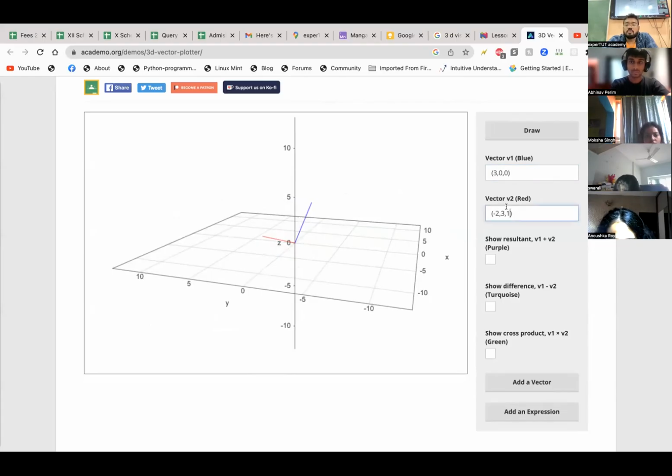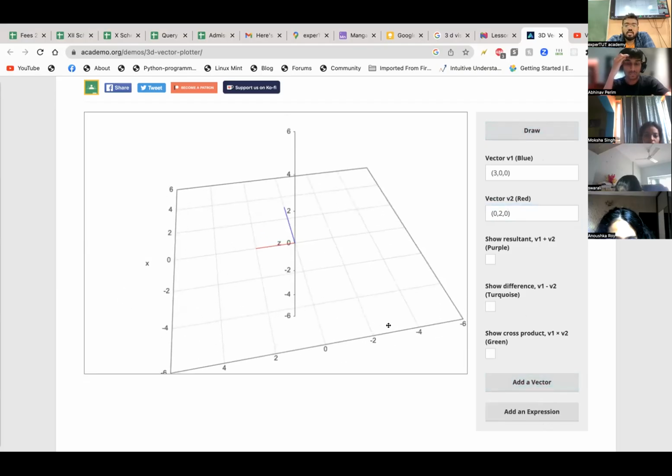Vector 1 is 3, 0, 0. Vector 2 is, let's say, 0, 2, 0. So you should understand that the first vector is 3i, right? Yeah. The second vector is 2j. अभी मैं इन दोनों का, अरे ये ड्रॉ, ये देखो, ये दिख रहा है?